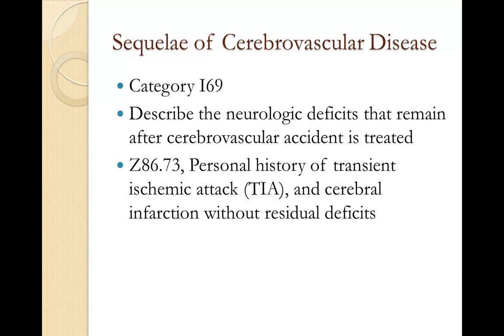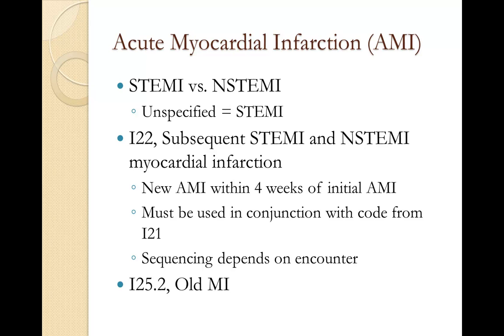Sequela of cerebrovascular disease, we did talk about this a little bit when we looked at late effects. So it's category I69. So again, this indicates both the deficit that remains and then the fact that it is a late effect of that CVA. I also wanted to point out if there's a history of transient ischemic attacks or TIA, or if there's a cerebral infarction that doesn't have any sort of residuals, then we code that with Z86.73. All right, this is the main section that I would say is a change from ICD-9.